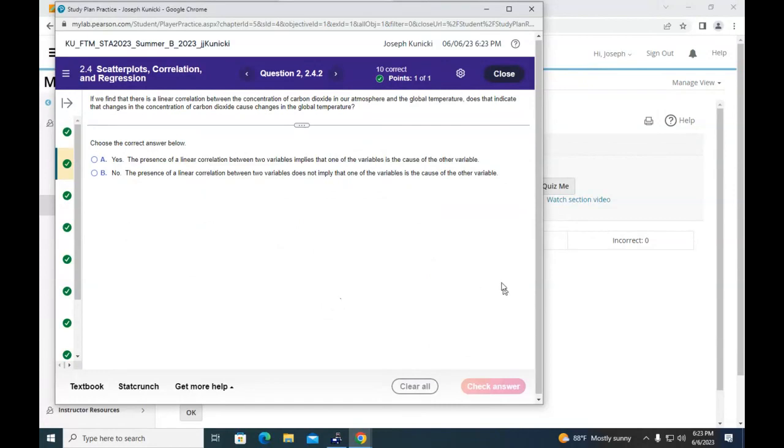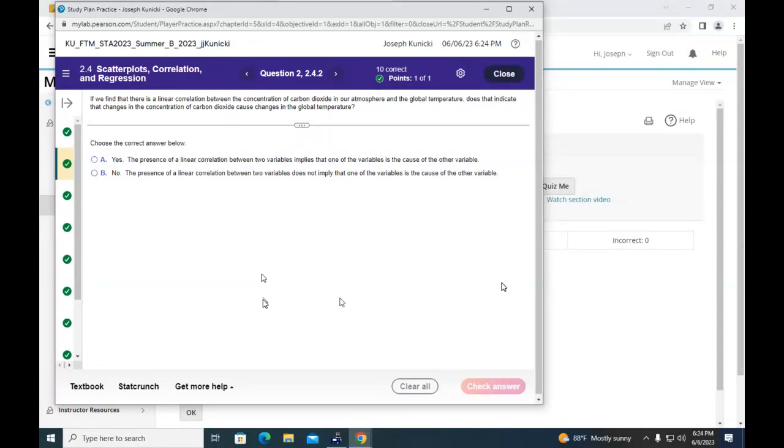Okay. Then it's one. If we find that there's a linear correlation between the concentration of carbon dioxide in our atmosphere and the global temperature, does that indicate that changes in the concentration of carbon dioxide cause changes in the global temperature? Simple yes or no. So if two things are correlated, is there a cause between them? No. Be careful. If they're correlated, there's a possibility, but not necessarily each other. They're correlated, but they're not causally related. They're just correlated.